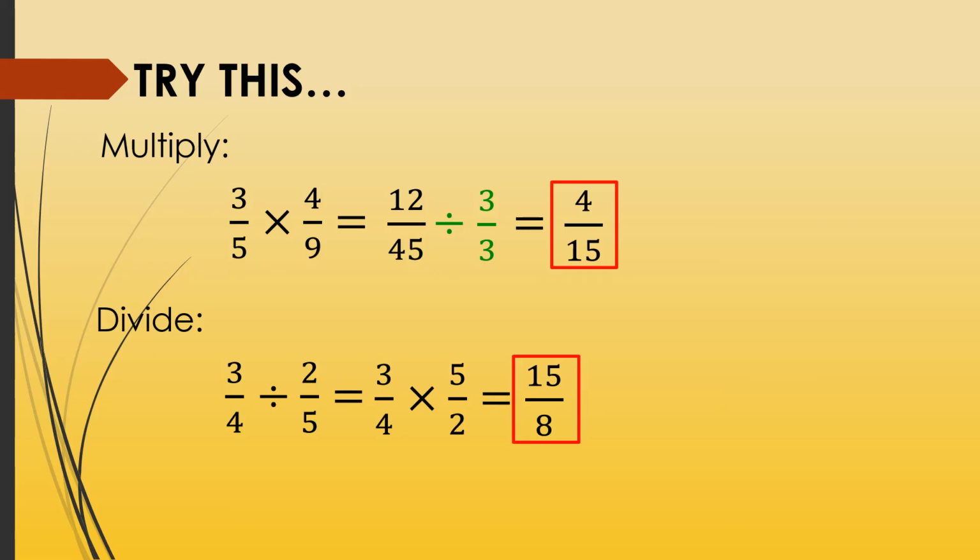Bakit hindi na natin hinanap yung lowest term, katulad ng nauna? Ito ay dahil walang number na kayang i-divide sa 15 na pwede din sa 8. Therefore, the final answer is 15 over 8.